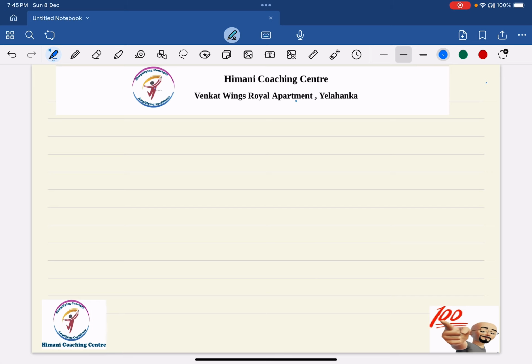Maths, physics, and chemistry. Today, we are going to talk about finding highest common factor HCF and lowest common multiple LCM for class 4 and 5 students.